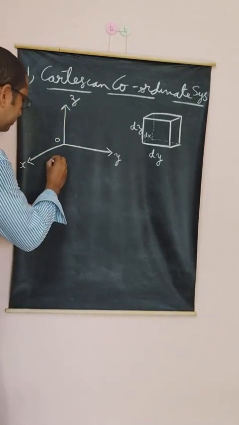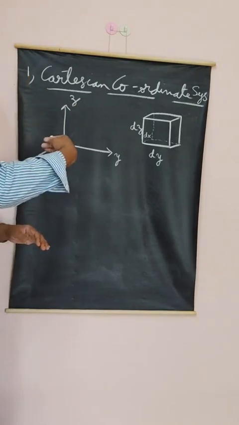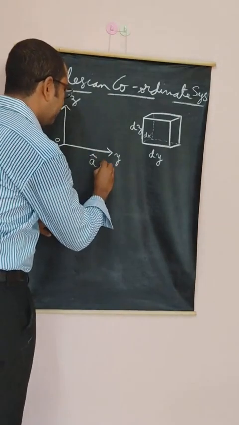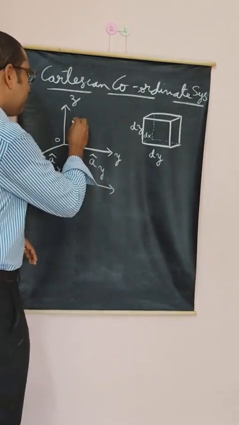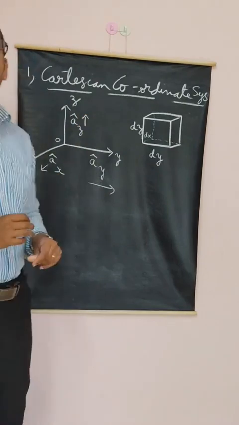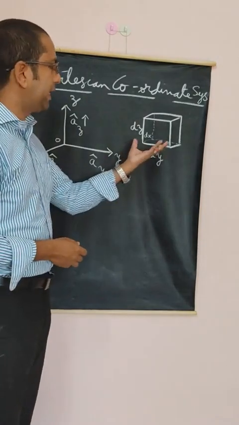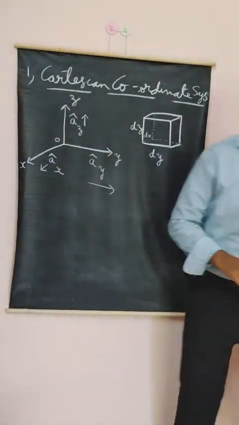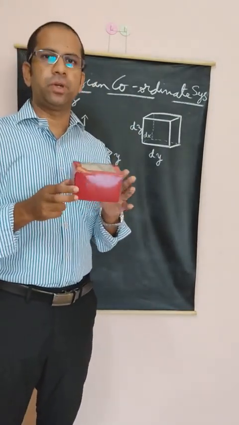Base vector x represents the direction of the positive x-axis. Base vector y represents the direction of the positive y-axis. And base vector z represents the direction of the positive z-axis. Okay? Now we will be taking this particular cuboid. If you see this box, it is in the shape of a cuboid.